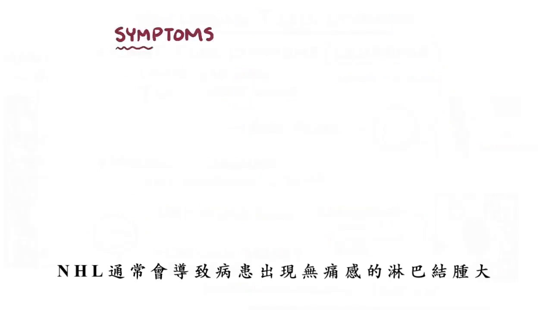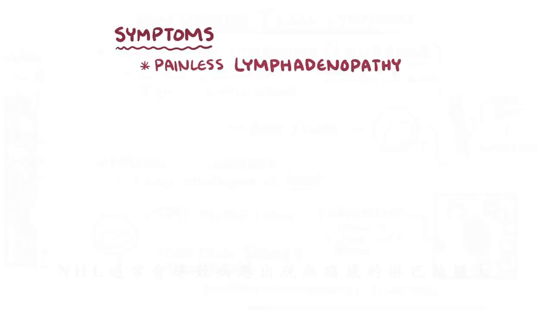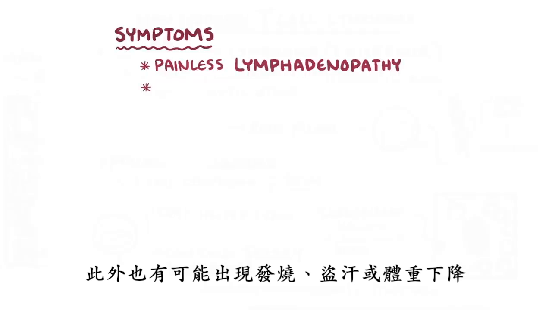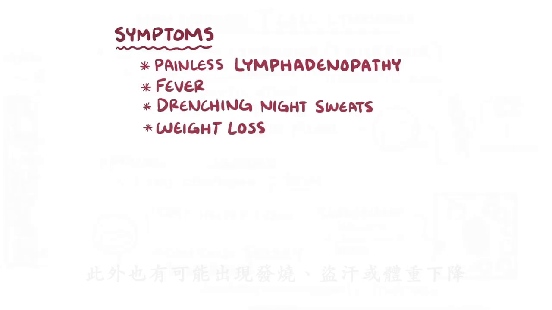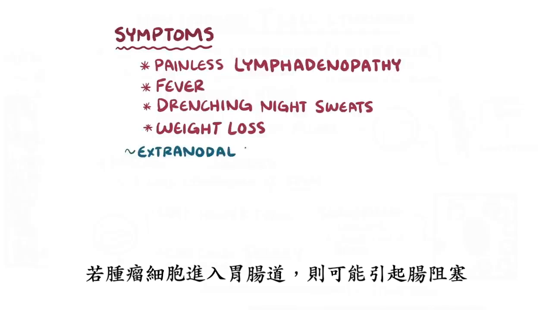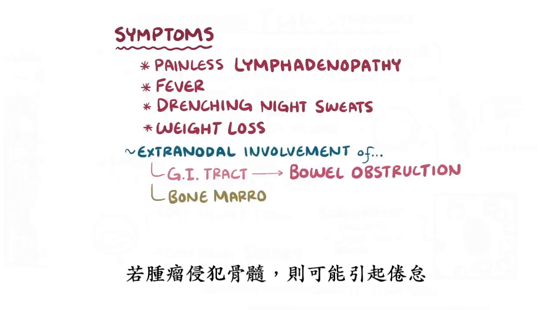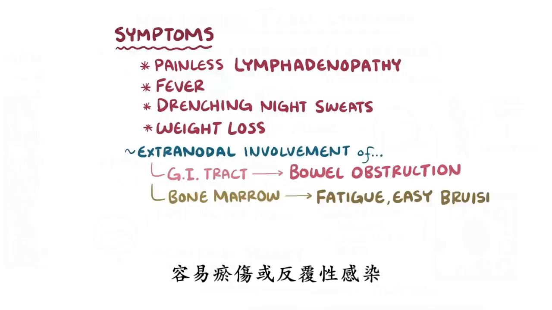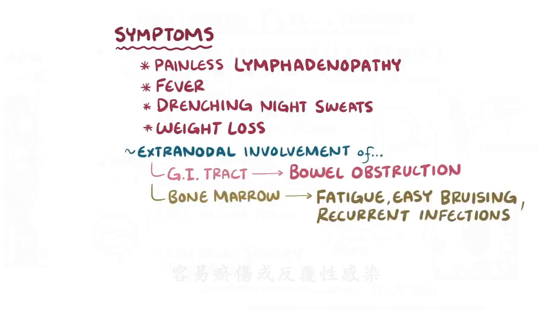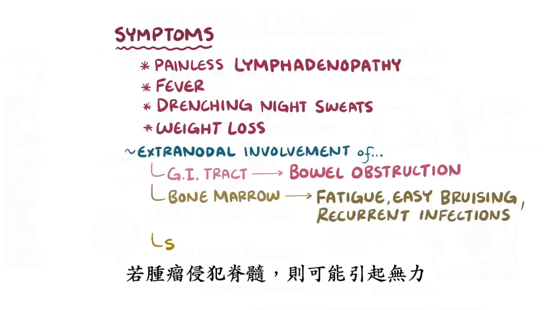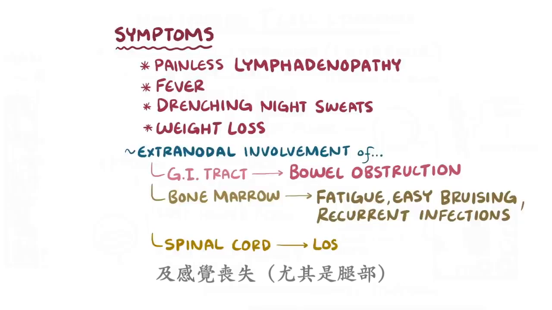For symptoms, individuals with non-Hodgkin lymphoma usually develop painless lymphadenopathy. The release of cytokines also causes symptoms like fever, drenching night sweats, and weight loss. If there's extranodal involvement of the gastrointestinal tract, it can cause bowel obstruction. If there's extranodal involvement of the bone marrow, it can cause fatigue, easy bruising, or recurrent infections. And if there's extranodal involvement of the spinal cord, it can cause weakness and a loss of sensation, usually in the legs.